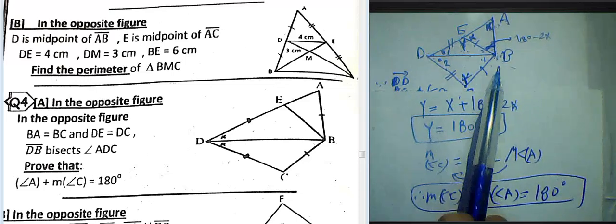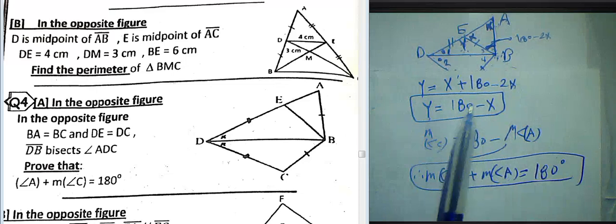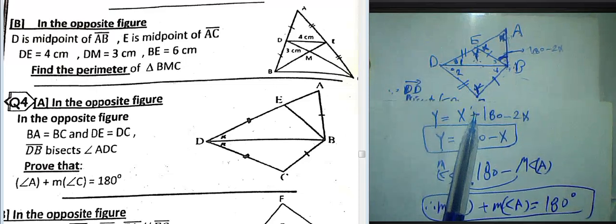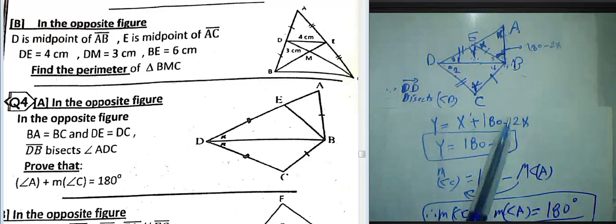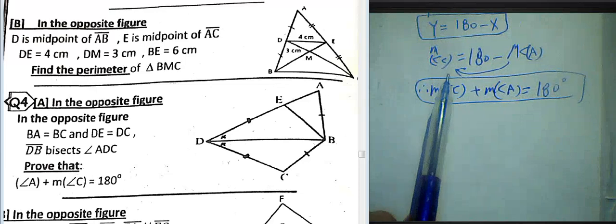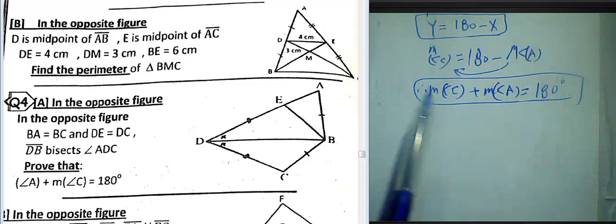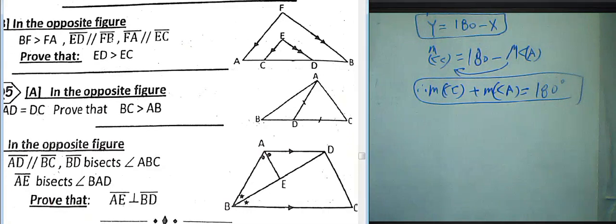X plus 180 minus 2x, and we can simplify it. Y equals X minus 2x, which equals negative X, then Y equals 180 minus X, and then we know Y equals C. We can replace Y by C, and X by A. Then the measure of angle C equals 180 minus the measure of angle A, and we can move the measure of angle A from the right-hand side to the left-hand side and change the sign. Okay, my students, you must study hard. It's a very important question. Okay, we will now solve the next question.